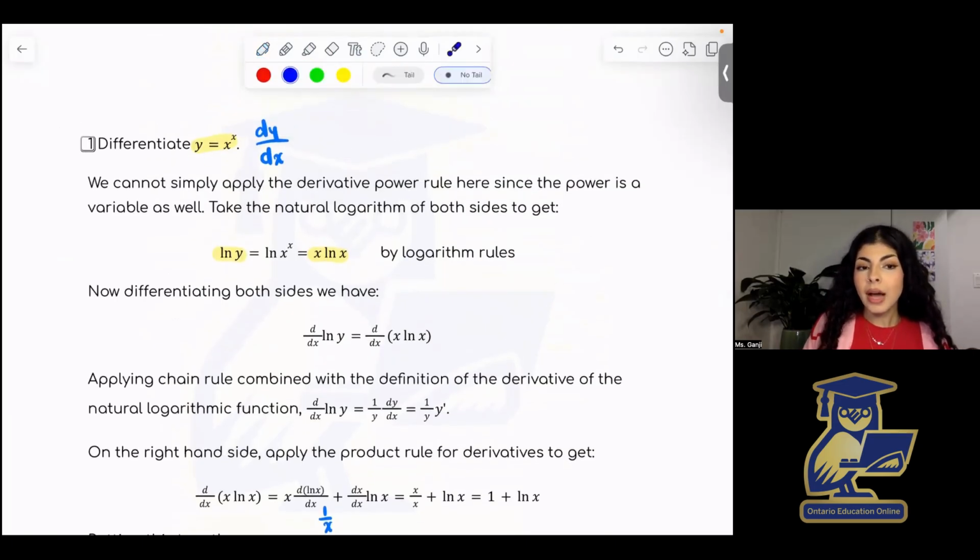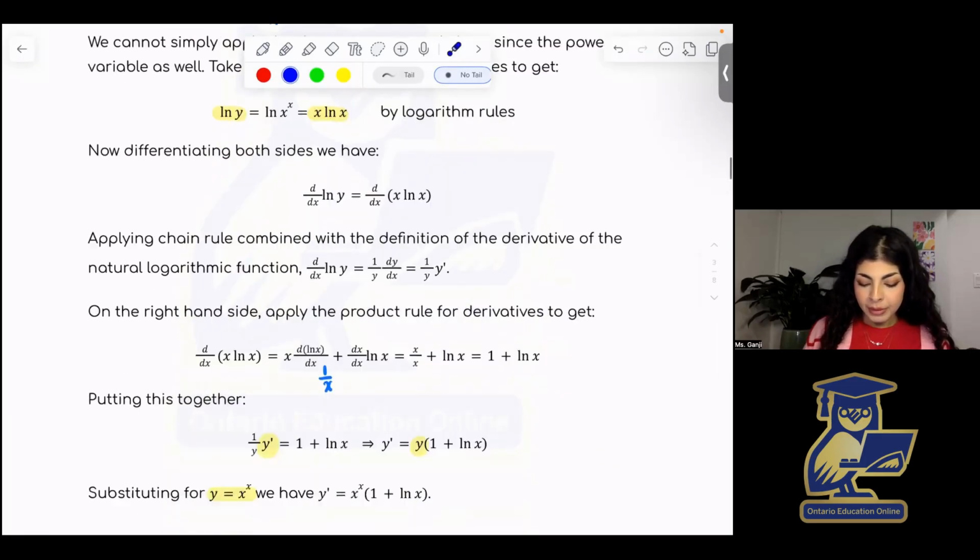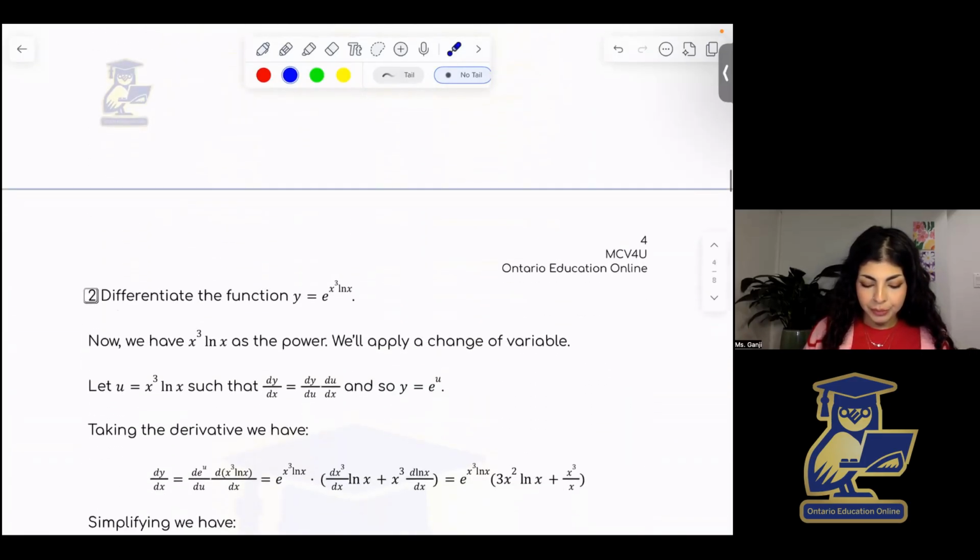And so now you saw how the derivative of the logarithmic is able to help us find the derivative of specific functions that are maybe too complex. Let's look now at another example.